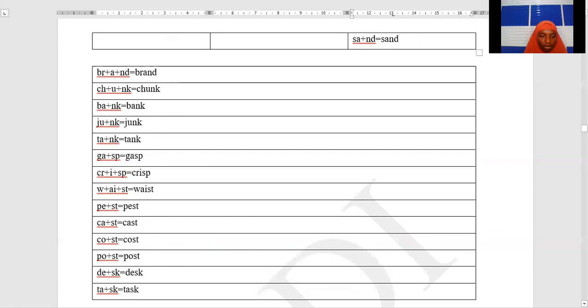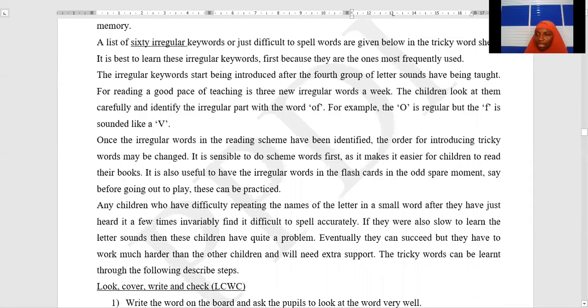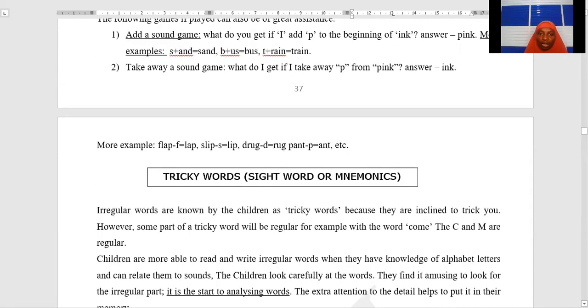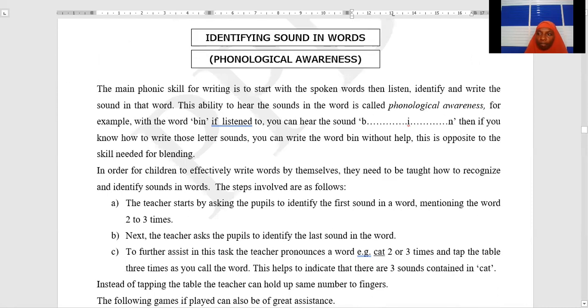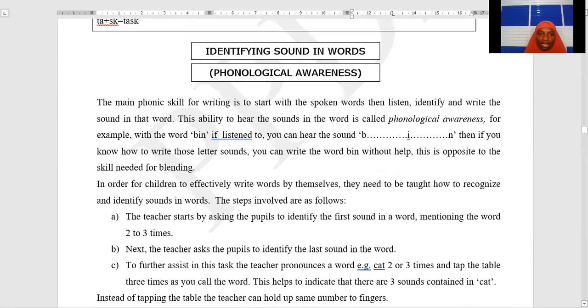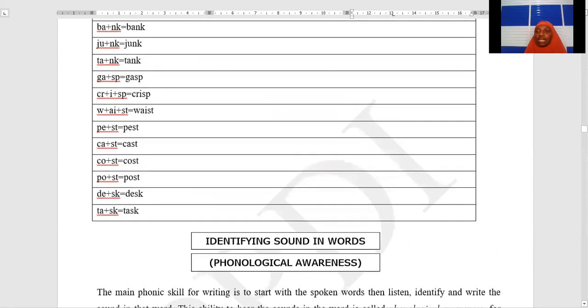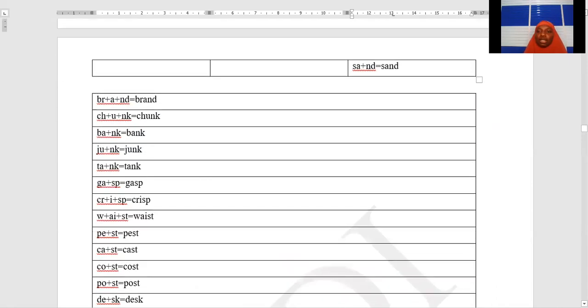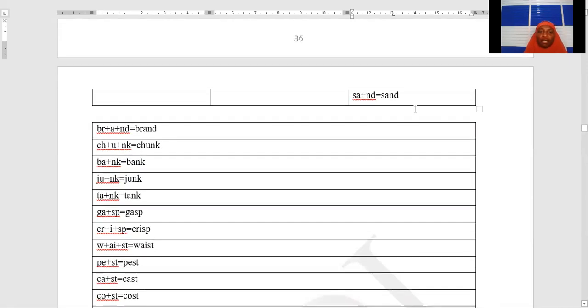So, yes, that's the end of our consonant lesson. I hope you learned. Bye for now.